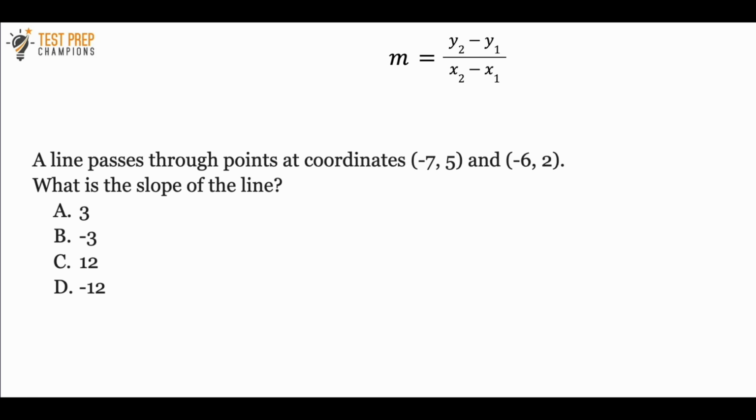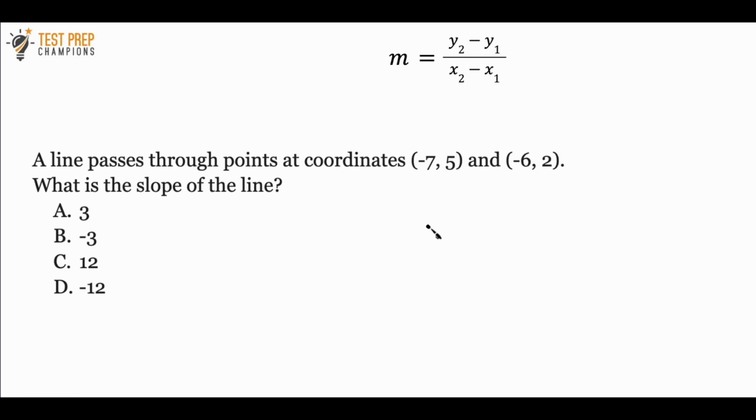A line passes through points at coordinates -7, 5, and -6, 2. What is the slope of the line? And I've given you the formula for slope just to save you time right here, but on the test you'll want to go to the formula sheet and get this formula and use it to get the question right. Let me give you a chance now if you'd like to pause the video, try to figure this out, and whenever you're ready we'll go over the answer.